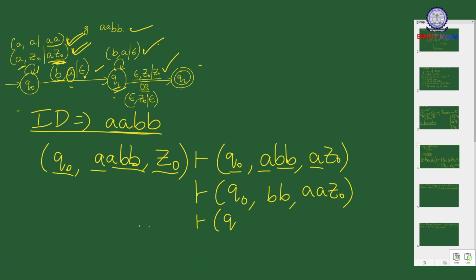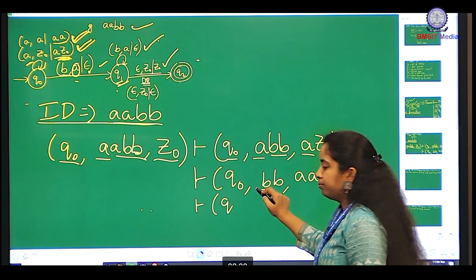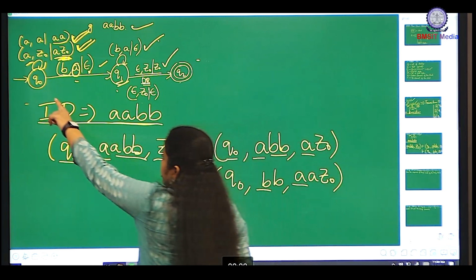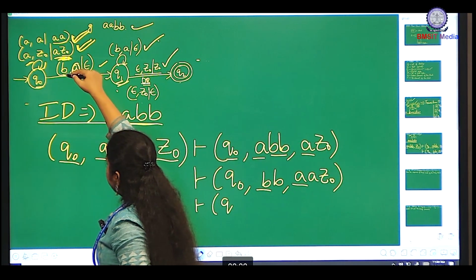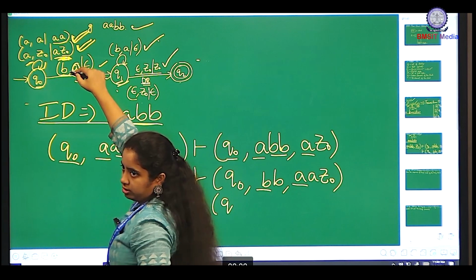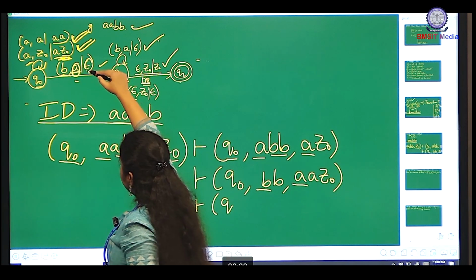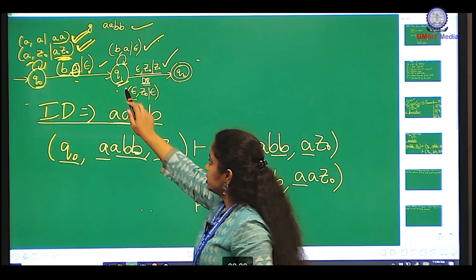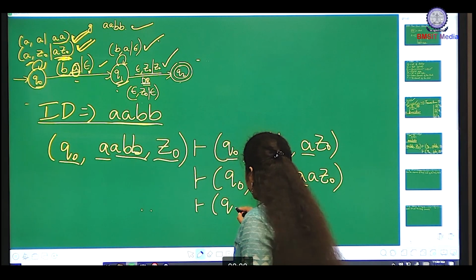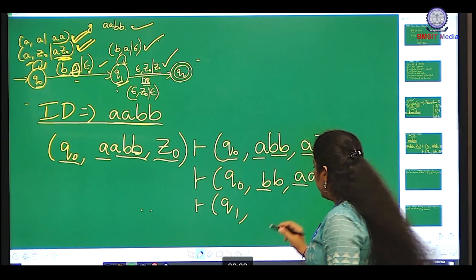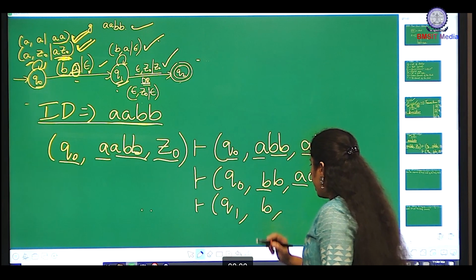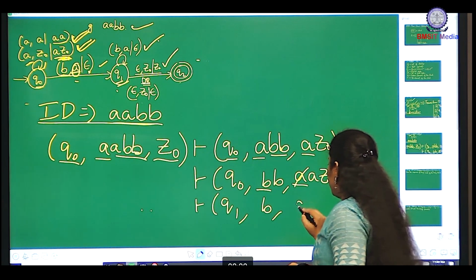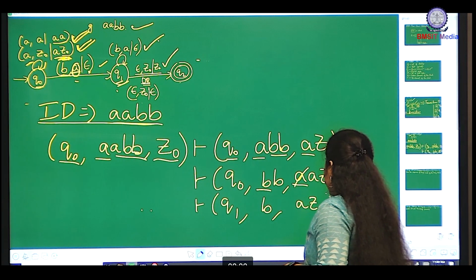Next we will be having Q0 reading B and A is in the stack. What do you do? You need to pop and change the state to Q1. So, we will be changing the state to Q1 and the remaining string is B, and you pop A from the stack. So, remaining is A Z0.